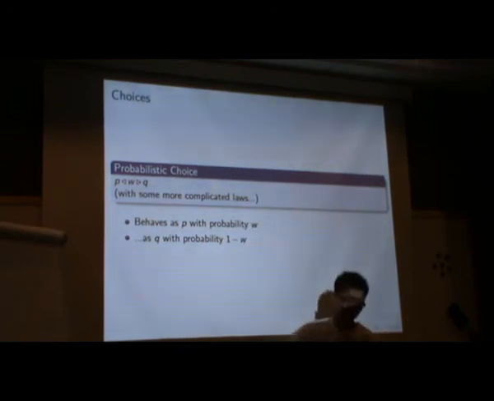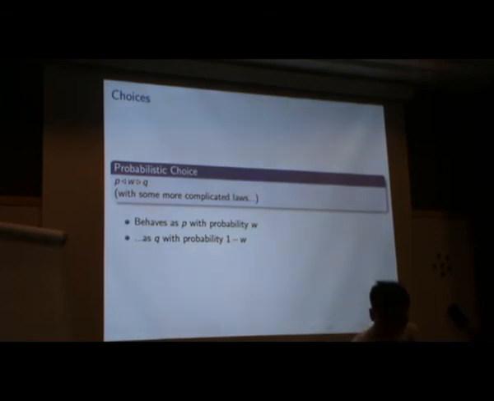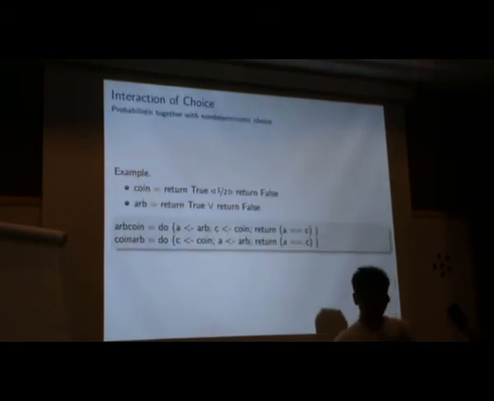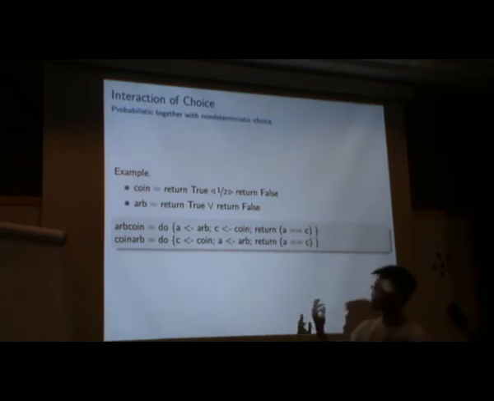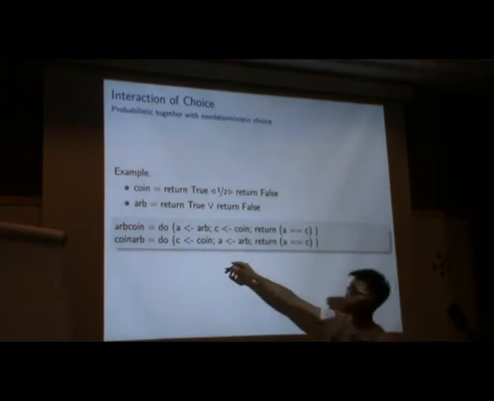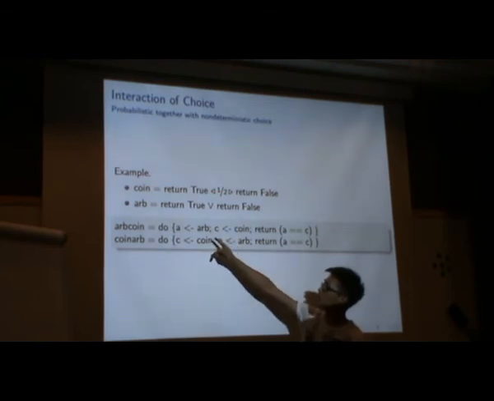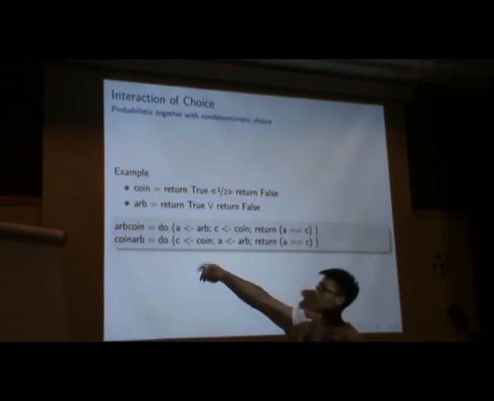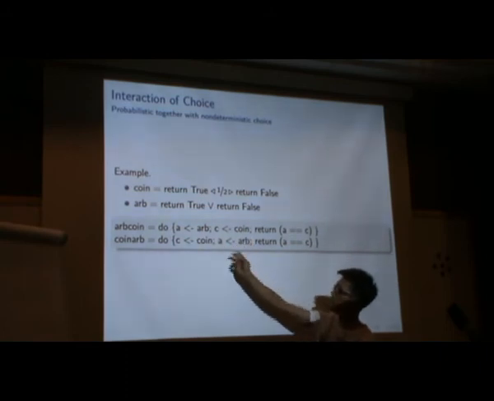So there are some weird, complicated laws which I've omitted here. And what I'm really interested in is how non-deterministic choice and probabilistic choice interact with each other. So there's an example. If we have a program coin which represents a fair coin toss, and arb, which is an arbitrary non-deterministic choice between true and false, would you expect these two programs to be the same? The only thing that's different about these two programs is the order in which I've done the choices. So one is non-determinism first, and then probability, and the other one is the other way around.